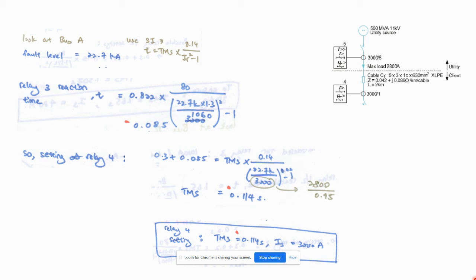If you want to ensure that the grading is done properly, it's better that we use the same curve throughout the relays instead of a mix of curves. But in this example, I'm just letting you know it is possible to have mixed usage of inverse curves. So this is the strategy to perform grading and relay setting.